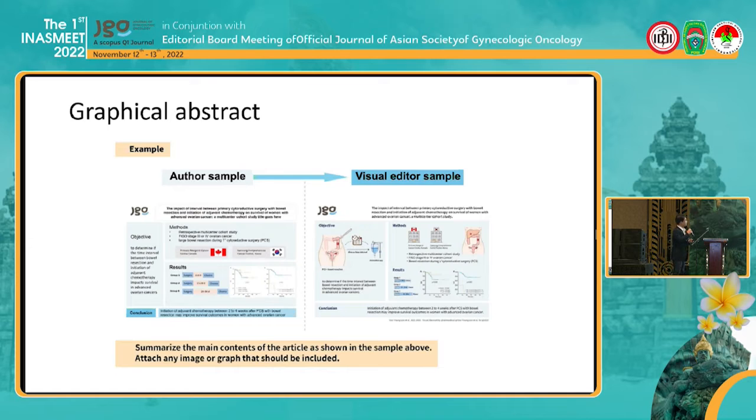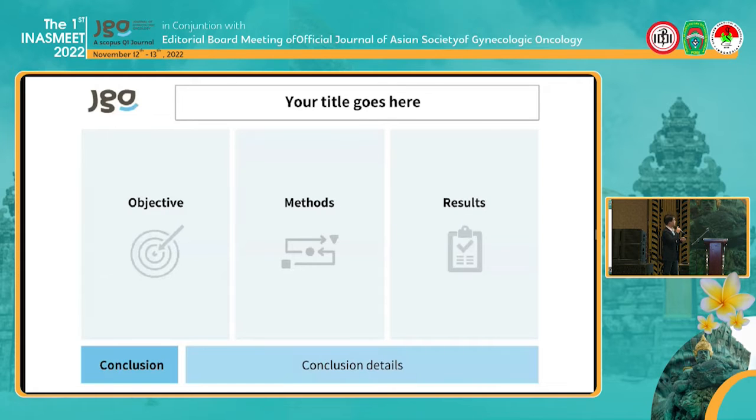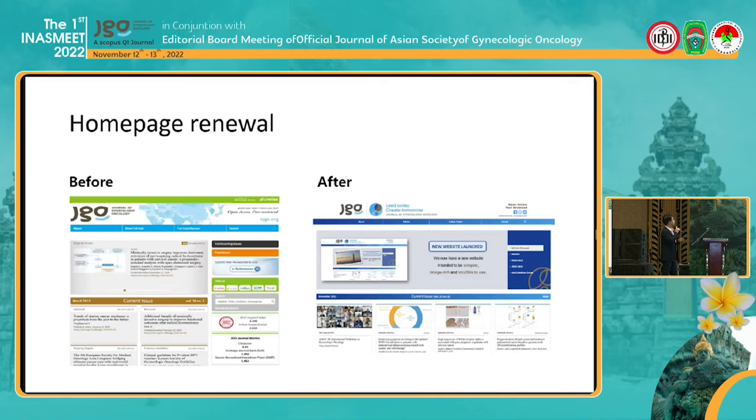And we are trying to enhance our visuality in JGO articles. One of that is the graphical abstract. We just started this policy, so we will choose one or two good articles as graphical abstract candidates. And this is the example. This is the template for authors. And the second one is, at the first slide, you already saw the homepage renewal, before and after. I hope all of you prefer the after version.